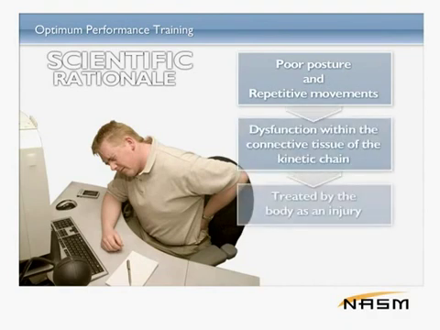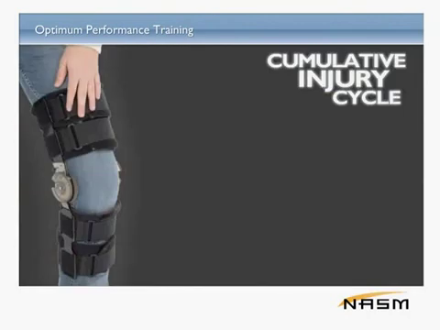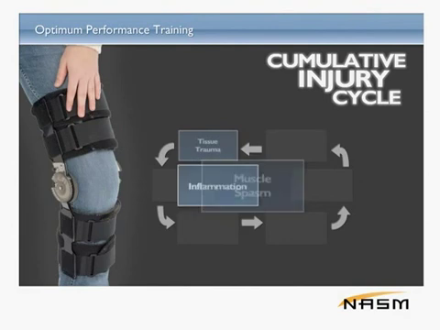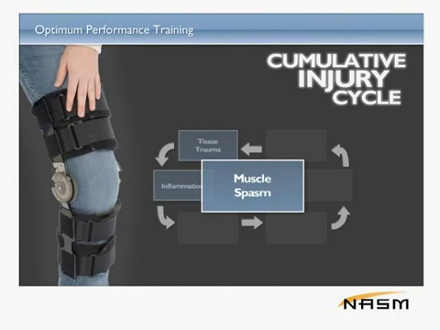This dysfunction is treated by the body as an injury, and as a result, the body will initiate a repair process termed the cumulative injury cycle. Any trauma to the tissue of the body creates inflammation. Inflammation, in turn, activates the body's pain receptors and initiates a protective mechanism, increasing muscle tension and/or causing muscle spasm. Heightened activity of muscle spindles in particular areas of the muscle creates a microspasm.